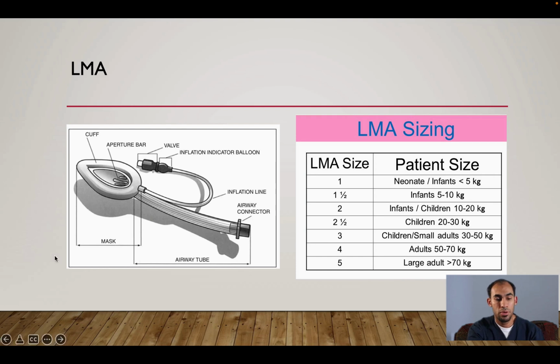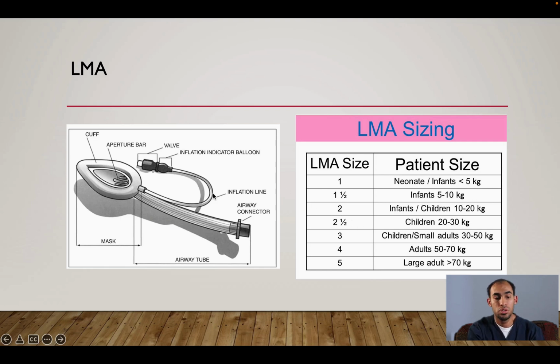As you see in the picture, this is the LMA, this is the mask, this is the airway tube, and this is the cuff. And to inflate the cuff, you will need a 20 cc syringe and put air through this pilot tube.